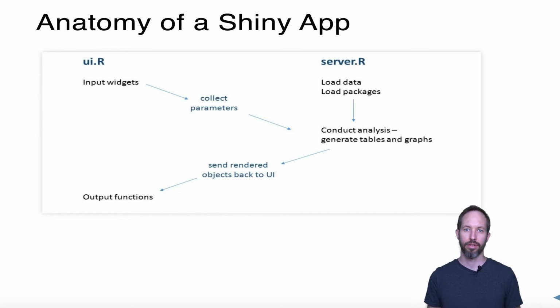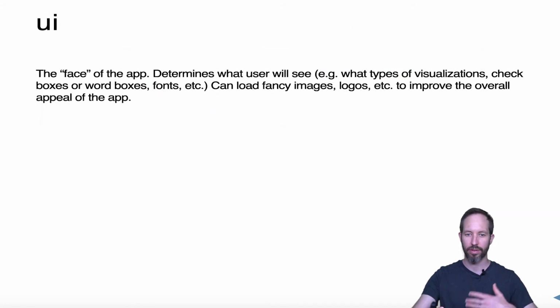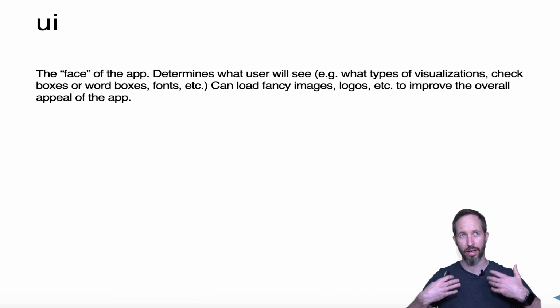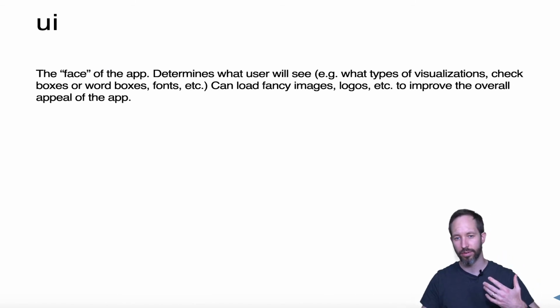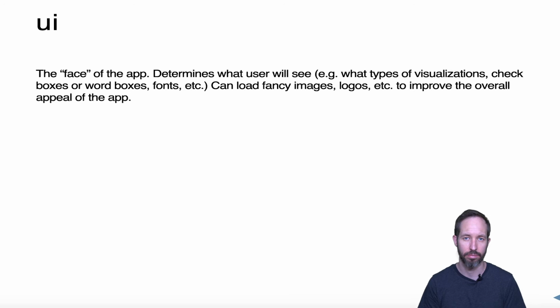Now, the anatomy of a Shiny app basically consists of two parts. There's going to be a user interface and a server. The way I like to think of it is the user interface is kind of like the face of the app. That's what the user is interacting with. These define what the user will see, what types of visualizations, are there word boxes, are there sliders, but it can load fancy images, pretty much anything any other kind of app backend could do.